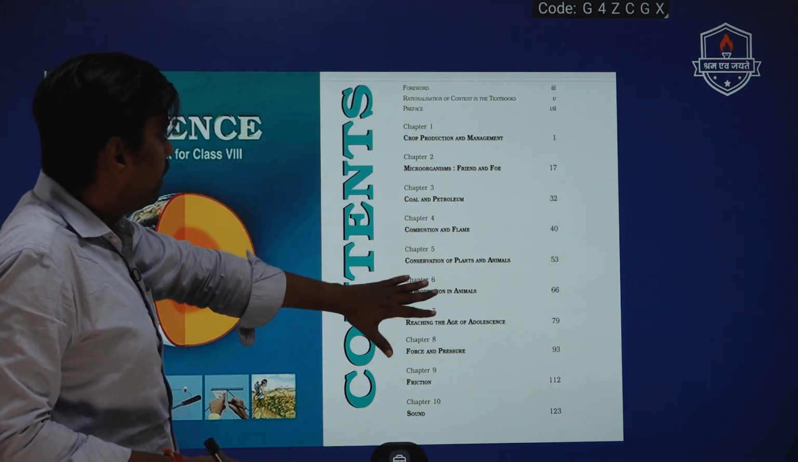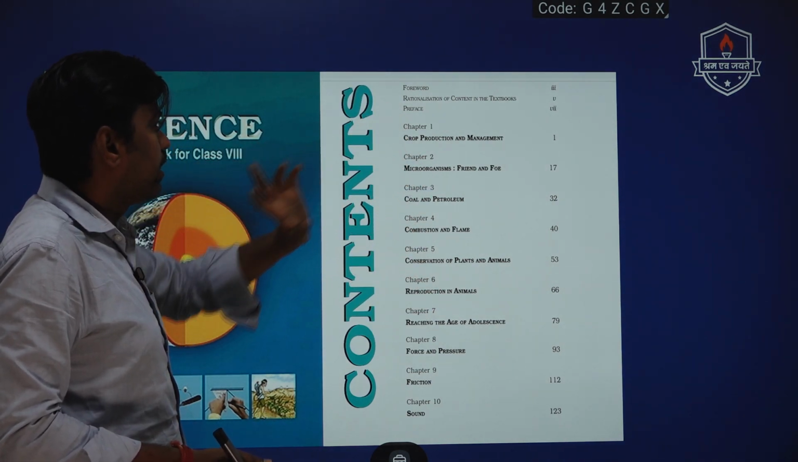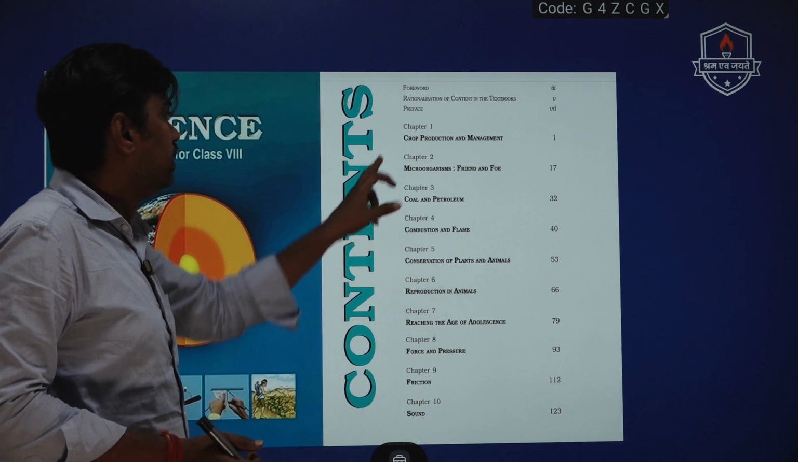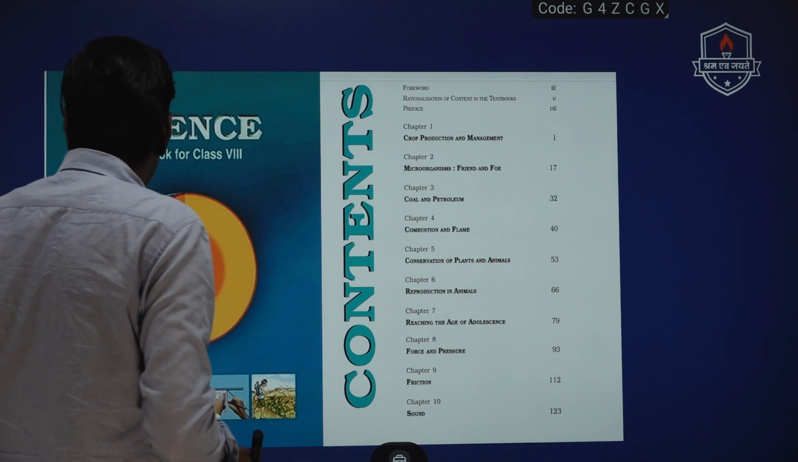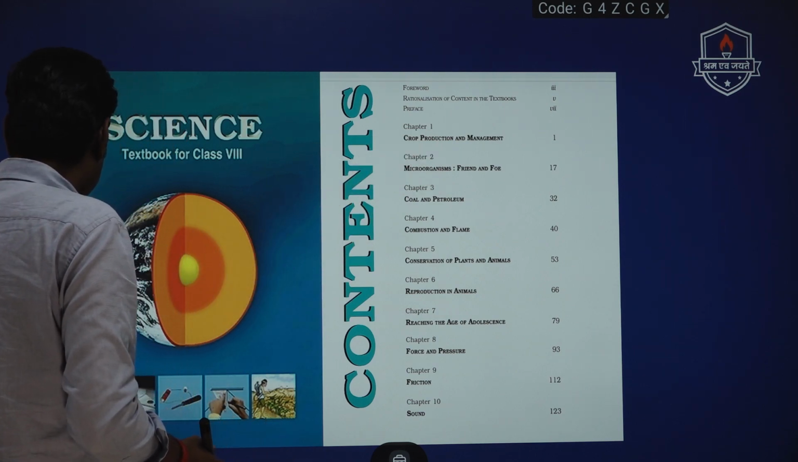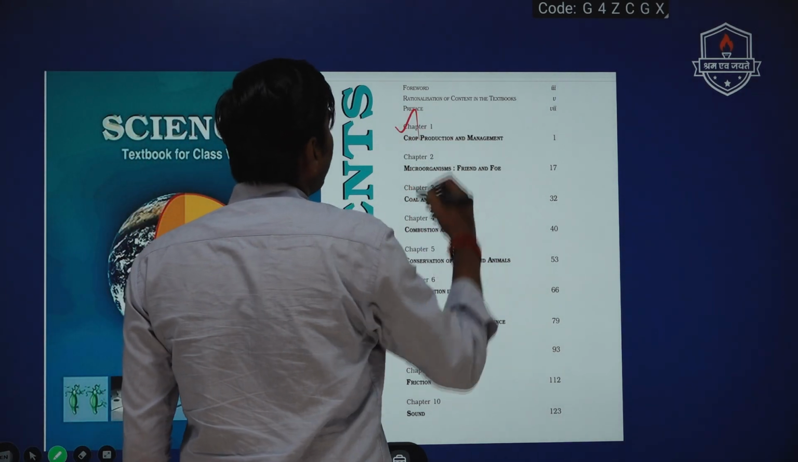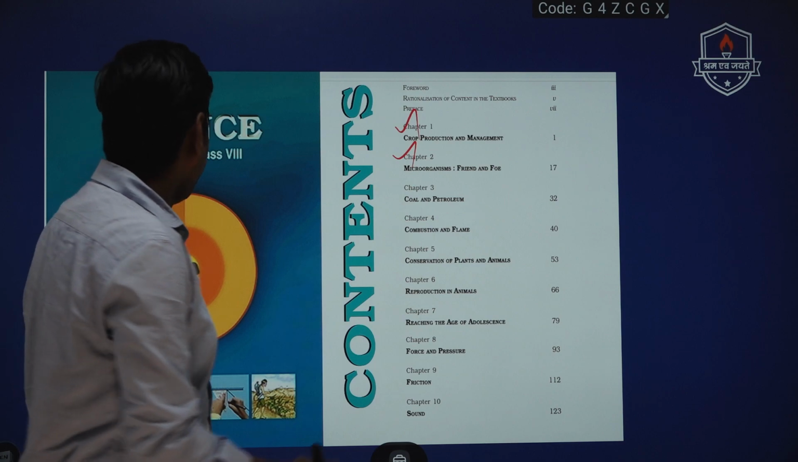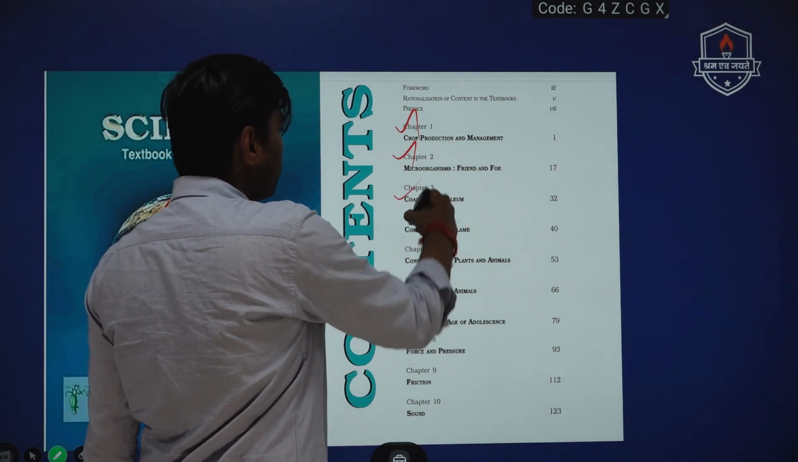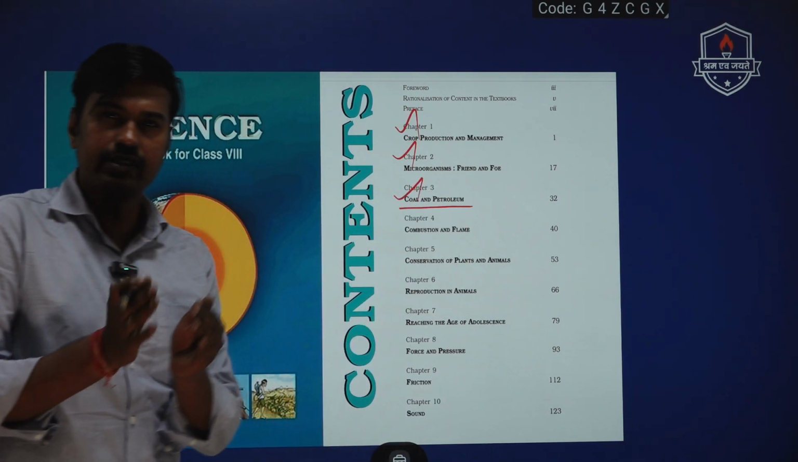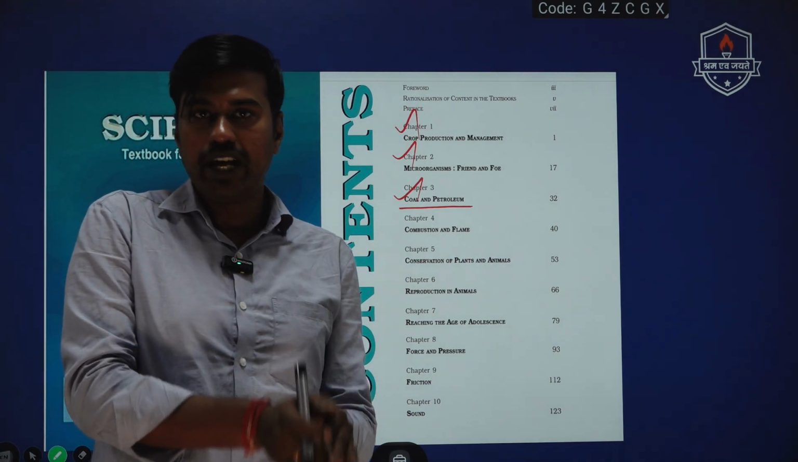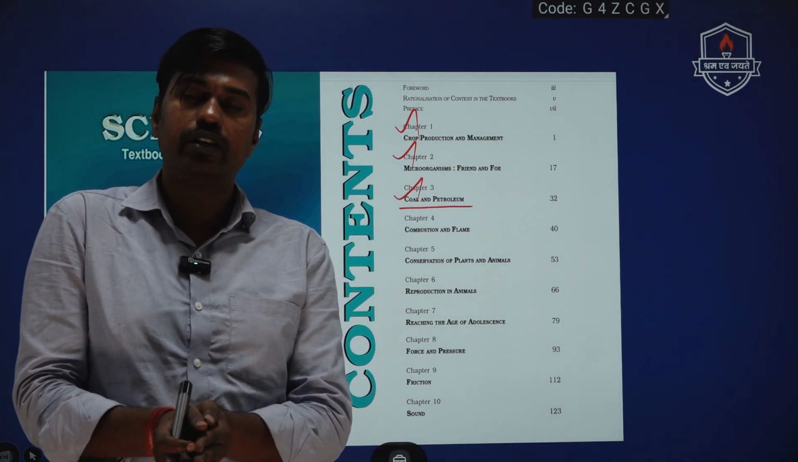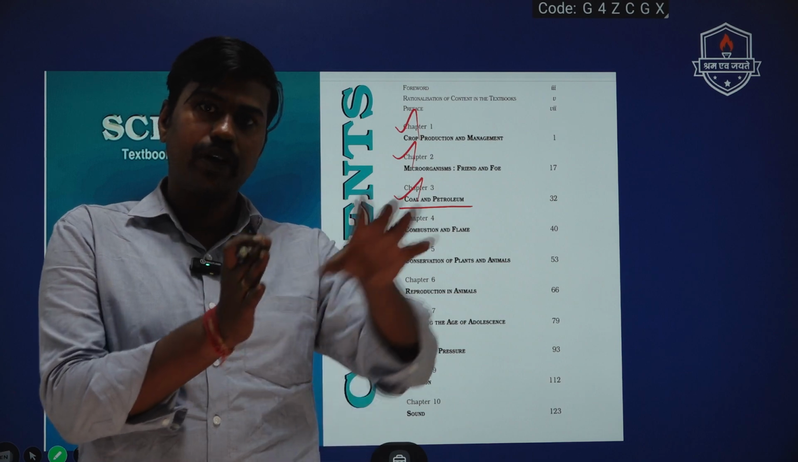While reading the 8th standard NCERT, students can focus on chapter number 1, that is crop production and management. Chapter number 1 is going to be very important. Again, they can read microorganisms. In addition, students can focus on coal and petroleum, because the basics of various types of coal and where they occur is always going to be important, not only for science but also for your geography segment.